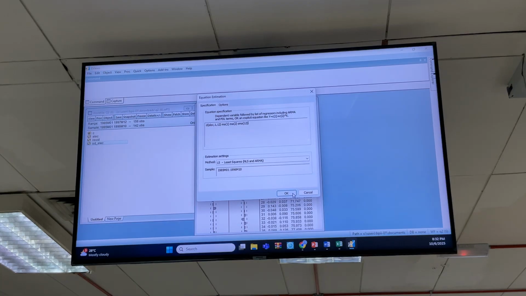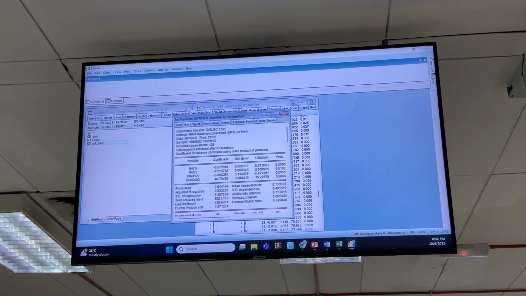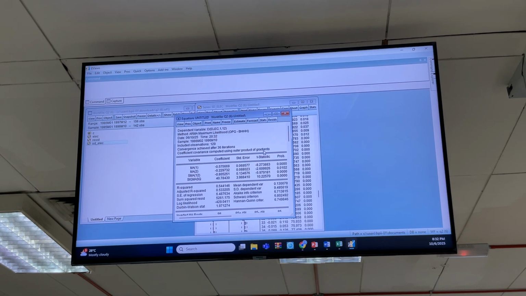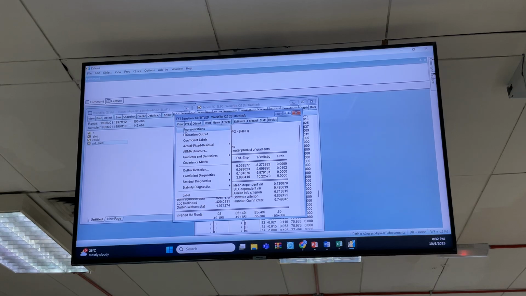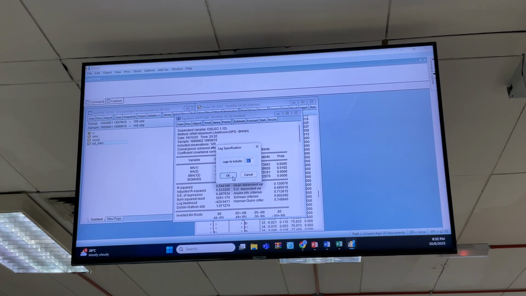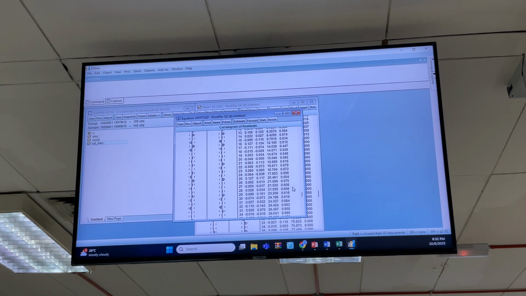Okay, so you check whether the model is adequate or not. This one, C is not significant, so you can remove C. So check the residual. It is okay. The model is adequate, so you can use it to produce forecasts.